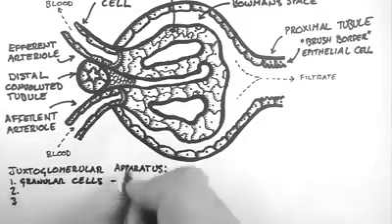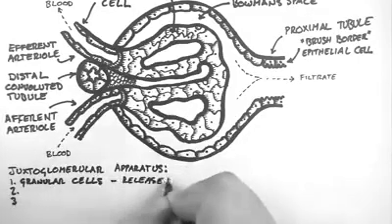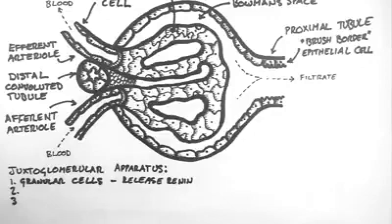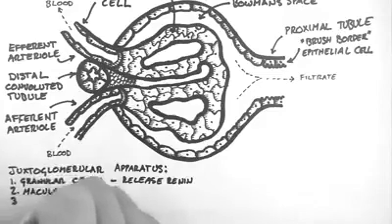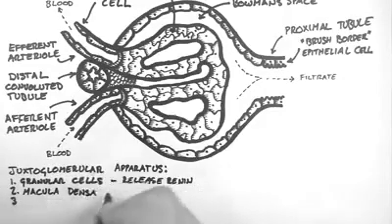The first are granular cells, and they produce renin, which is the start of the renin-angiotensin-aldosterone system, which is really important in controlling blood pressure. For more information about this, see the handwritten tutorial on the renin-angiotensin-aldosterone system.